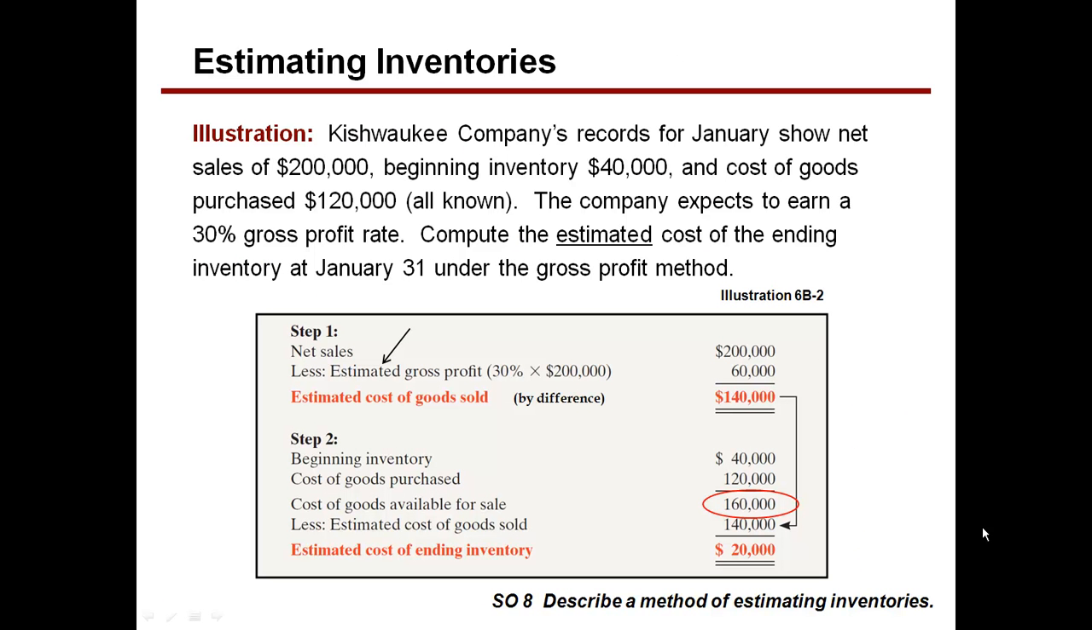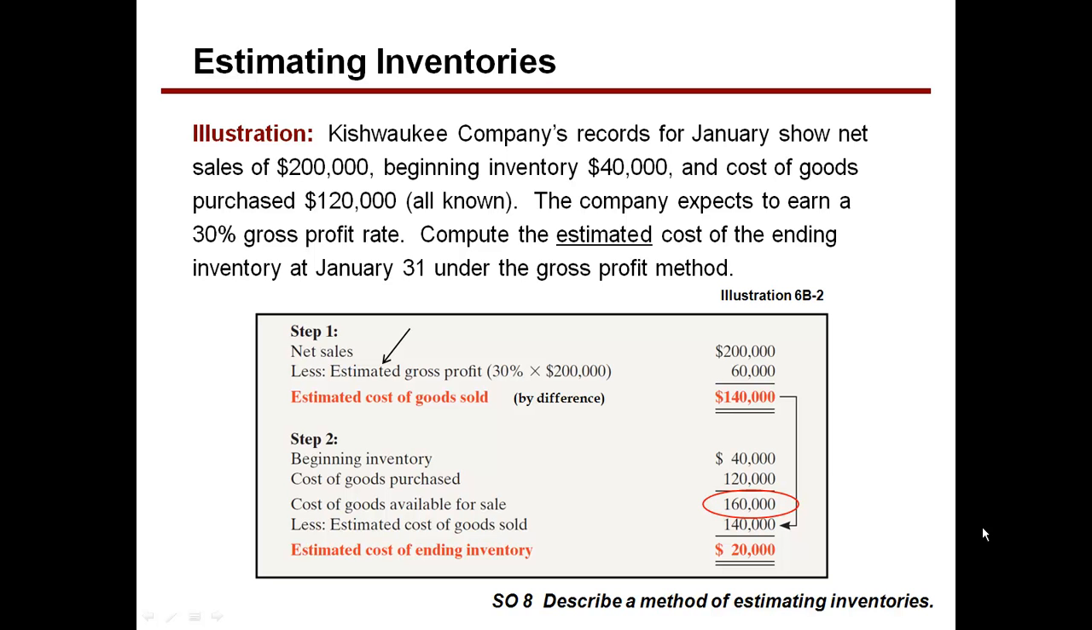Let's illustrate this gross profit method with an example. The Kawasaki Company records for the month show that they had net sales of $200,000, known beginning inventory of $40,000, and a cost of goods purchased of $120,000. Again, these are all known. What the company does not know is its ending inventory. Historically, the company expects to earn a 30% gross profit rate.